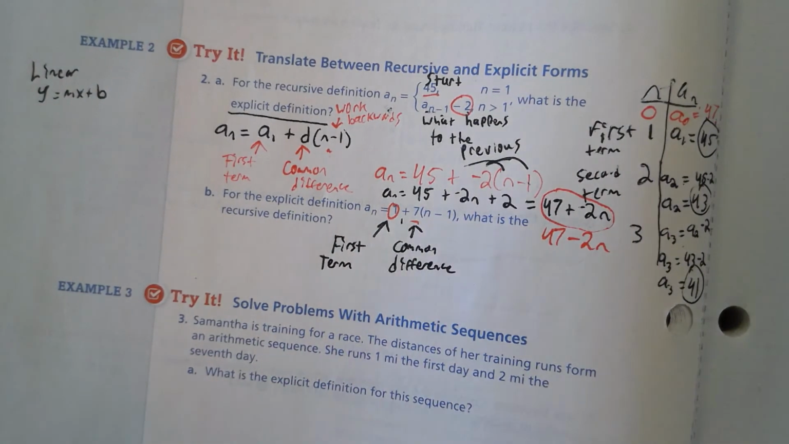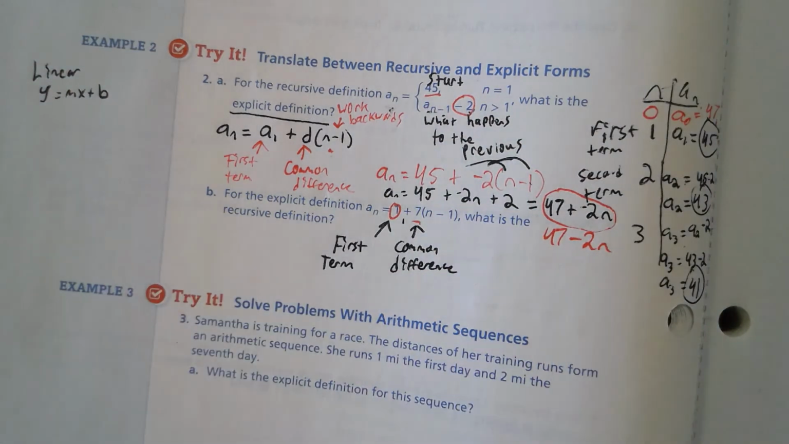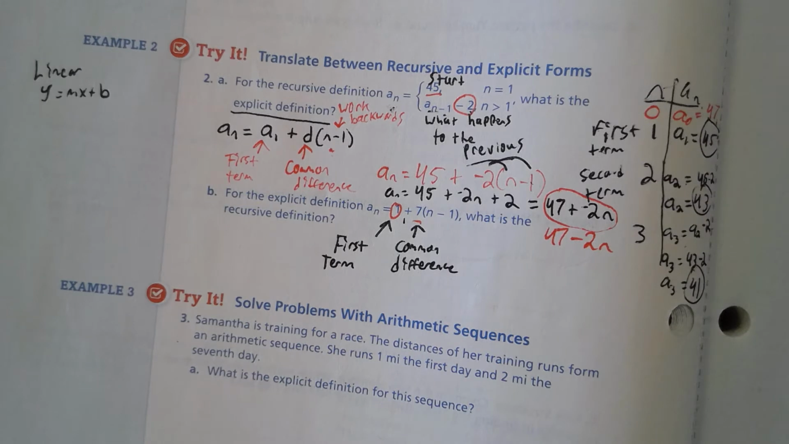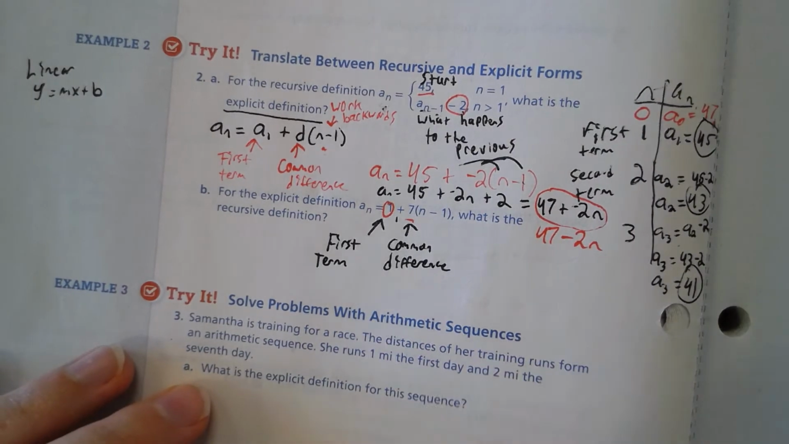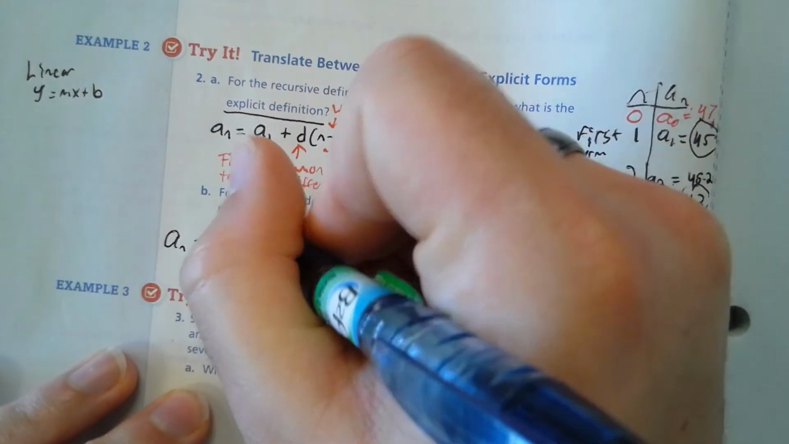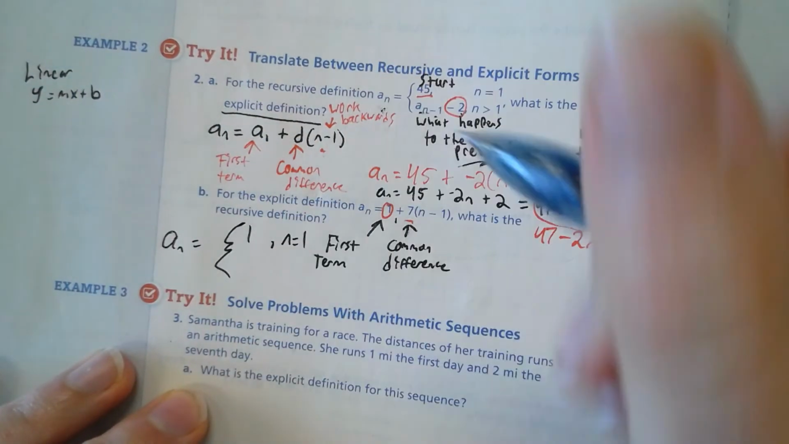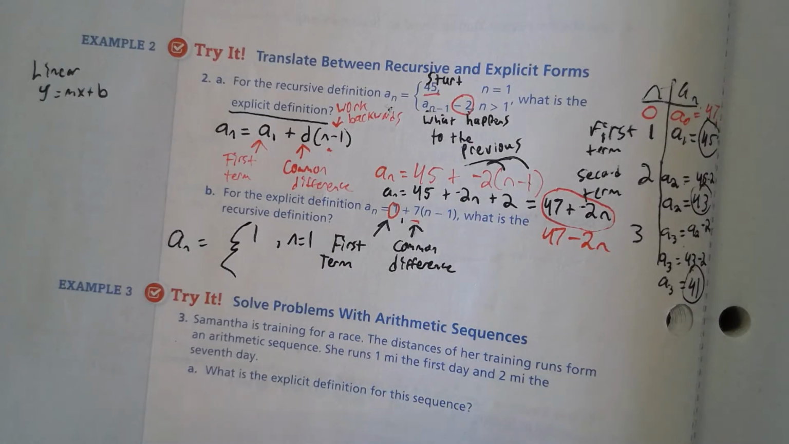So if we think about the structure of the recursive definition in part A, part B's recursive definition will have the same structure. We'll have something to talk about the first part, and then something to talk about what happens to the previous term to get the next term, right? Because that's how recursive definitions are going to operate. So in this case, we're going to have a sub n is going to equal 1 when n equals 1, right? Because 1 is the first term.